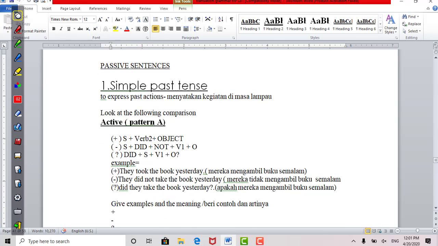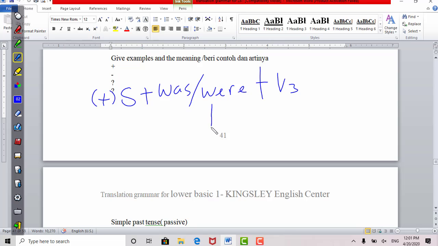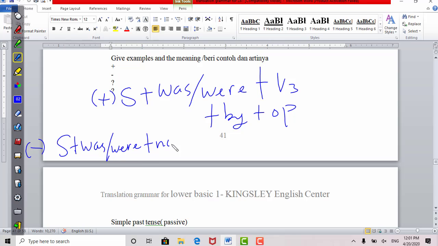I will try to make it this one first. Okay. Again, some things that you have to remember. I will rewrite this one. Positive statement, it will be subject plus was or were, plus verb 3 plus by plus object pronoun. This one for positive. For negative, it will be subject plus was or were plus not, plus verb 3 plus by plus object pronoun.